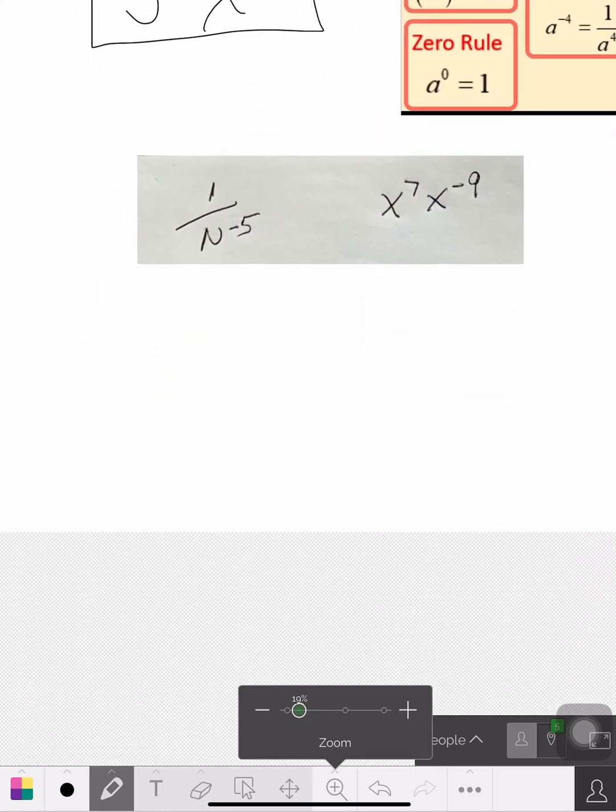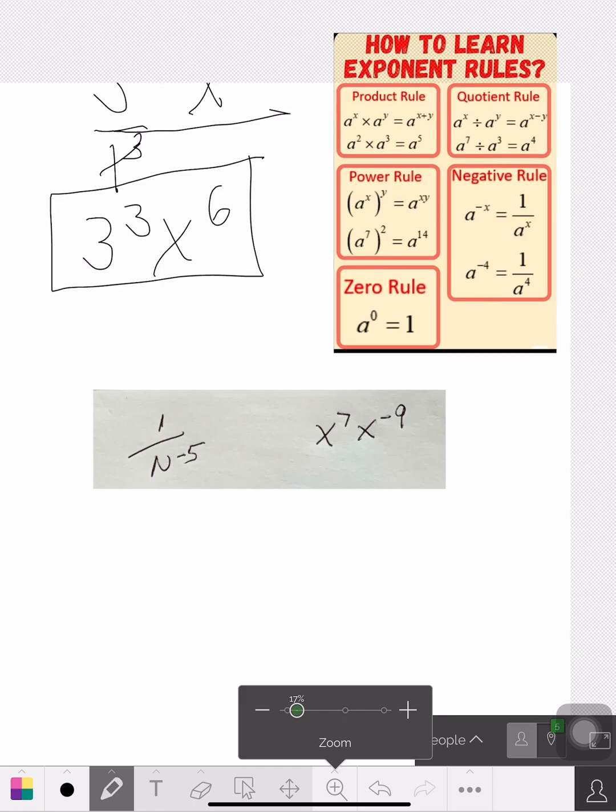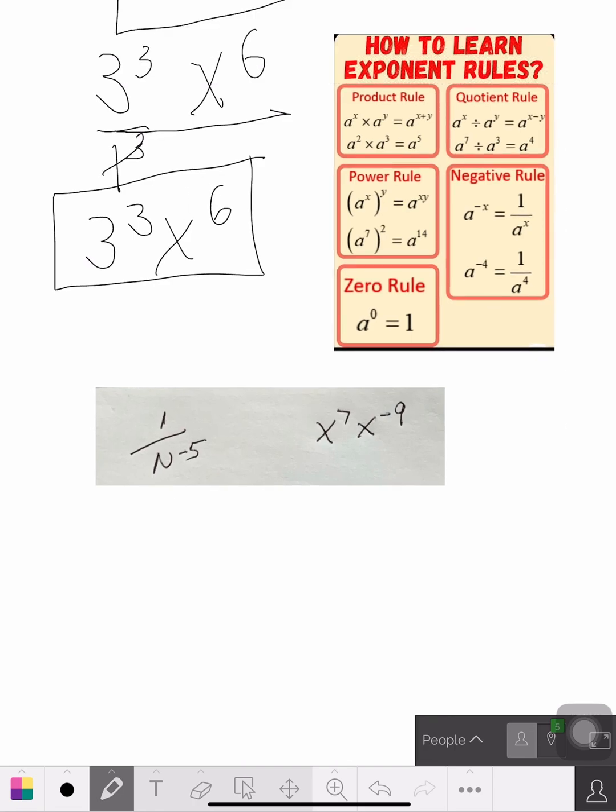Let's go on to the next one. Okay? Now the next one, I'm going to use the chart above. Okay? Now what you have here is what they call the negative rule. Okay? The negative rule. As you see, the example they give you here, it shows a to the negative x. And if you look at how they come out with it, it's 1 over a to the positive x. Okay? So if it reverses that way, it will reverse the other way. So if you have n to the negative 5 at the bottom, it can be reversed to n to the 5 at the top. Positive. Okay? So it just flips it.